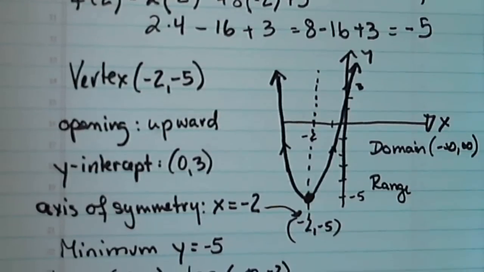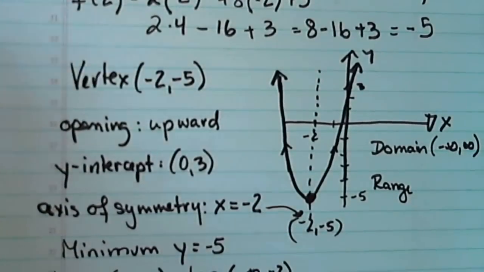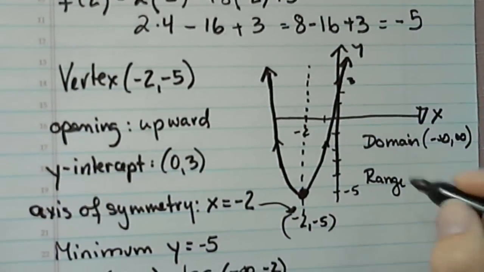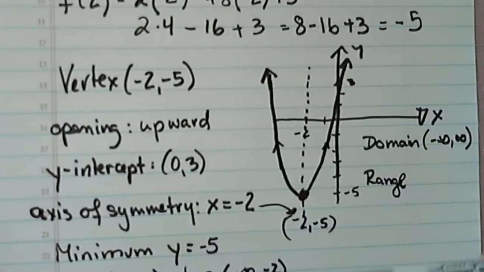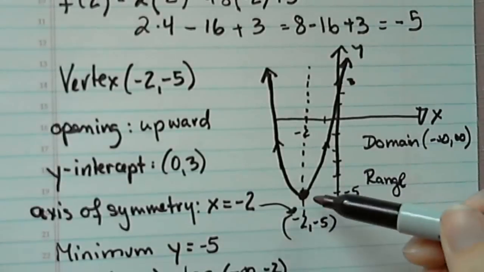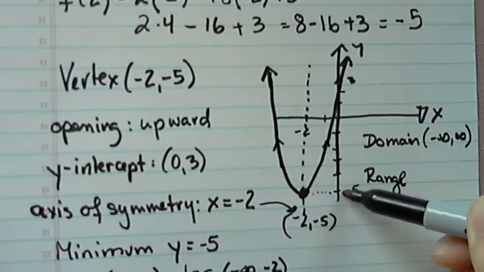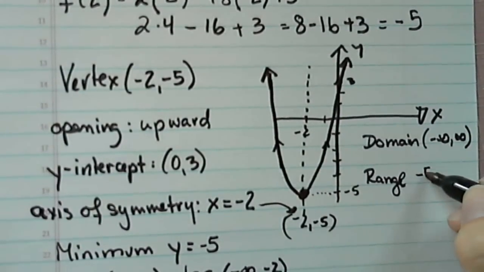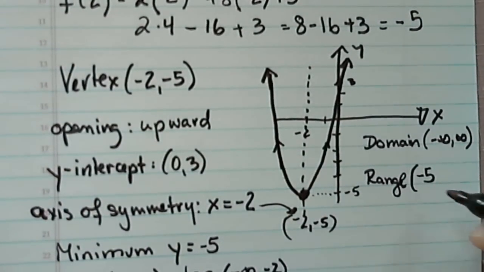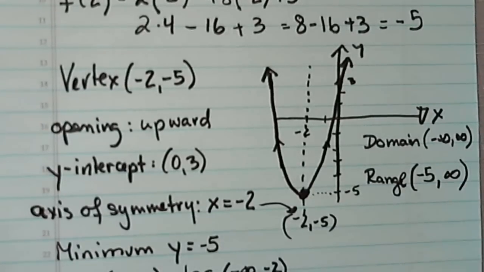What is the range? Let me move my computer a little bit so I can move here. The range is your y value. So the lowest y value we have here is negative 5. Negative 5 is included, going to positive infinity.